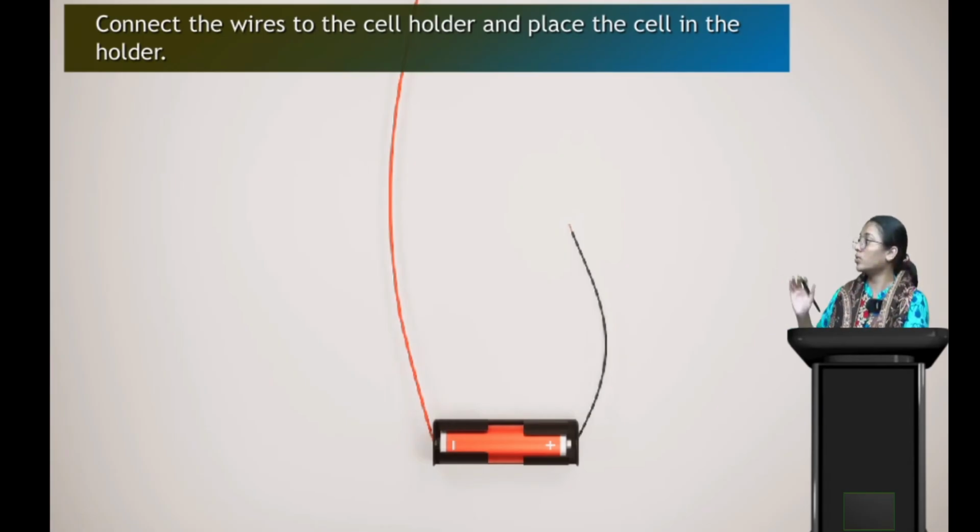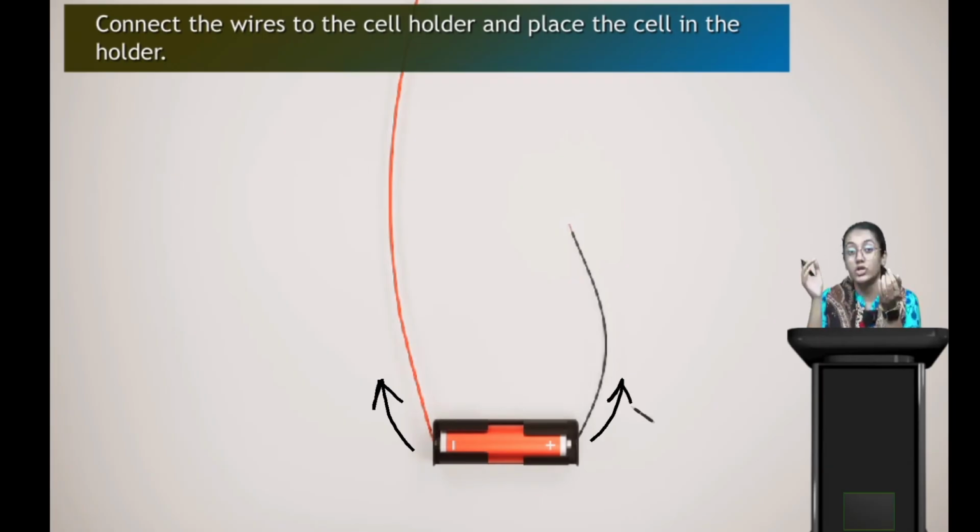So, connect the wires to the cell holder and place the cell in the holder. After that, what do we have to do? After putting the cell inside the cell holder, we will connect the two wires which we took earlier. One was longer in size and another one was shorter in size. We have to connect both the wires with the two sides of the battery holder. See, on this side we connected the longer wire and on this side we connected the shorter wire. Okay.